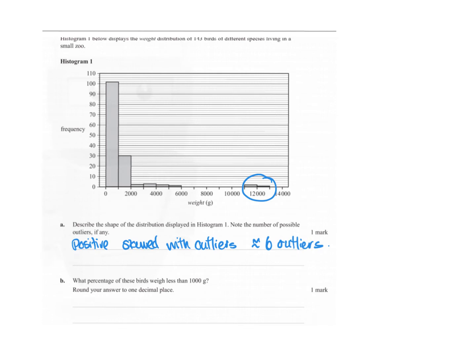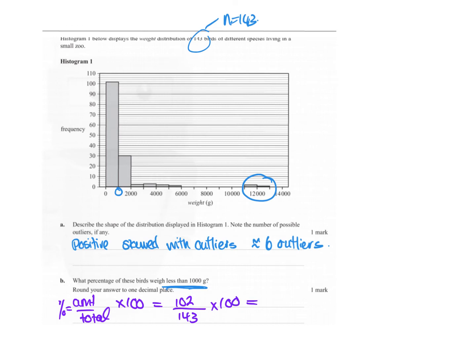All right, what percentage of these birds weigh less than 1,000 grams? So 1,000 is here. Up here they told me N was 143, and up there that tower less than 1,000 grams. What's that? That's 102, is it? I think so. Yeah. So remember, percentage would be an amount over total times 100. So we're going to say 102 over the total, which was 143, times 100. And what does that percentage come to? Yes?